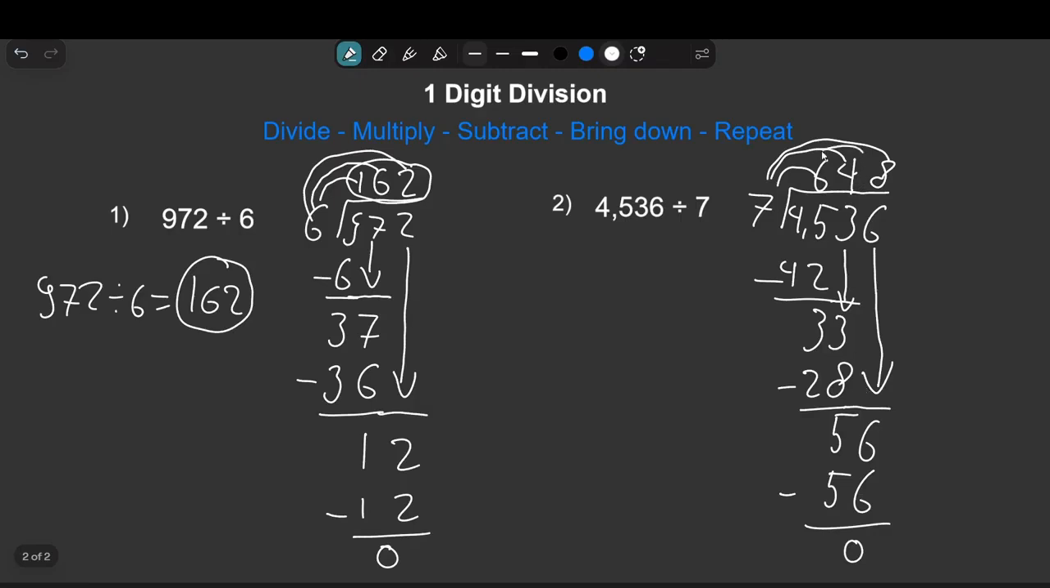So this will be our final answer without any remainders using this easy, simple 4 steps method. 1, 2, 3, 4. Yes, a 4 steps method. So I'm going to write the answer down here again. 4,536 divided by 7 equals 648. This will be our final answer of the second example.